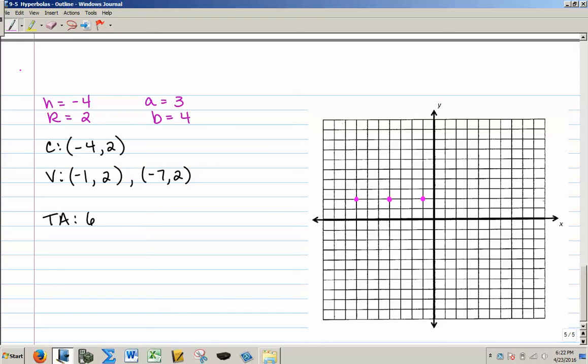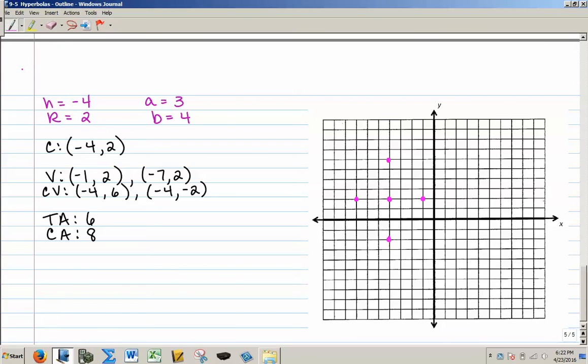Okay, now let's use our B. So from the center, I'll go up 4, and I'll go down 4, and those are my co-vertices. So maybe I'll go ahead and write those out now. So that's (-4, 6) and (-4, -2). That's my conjugate axis, and its length is 8 units.